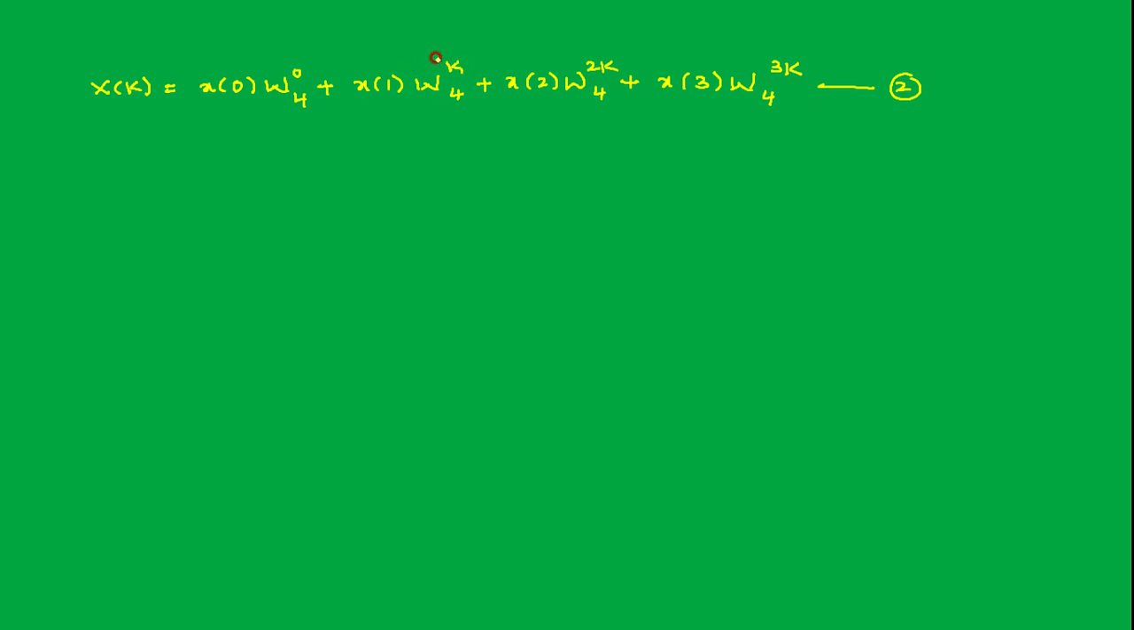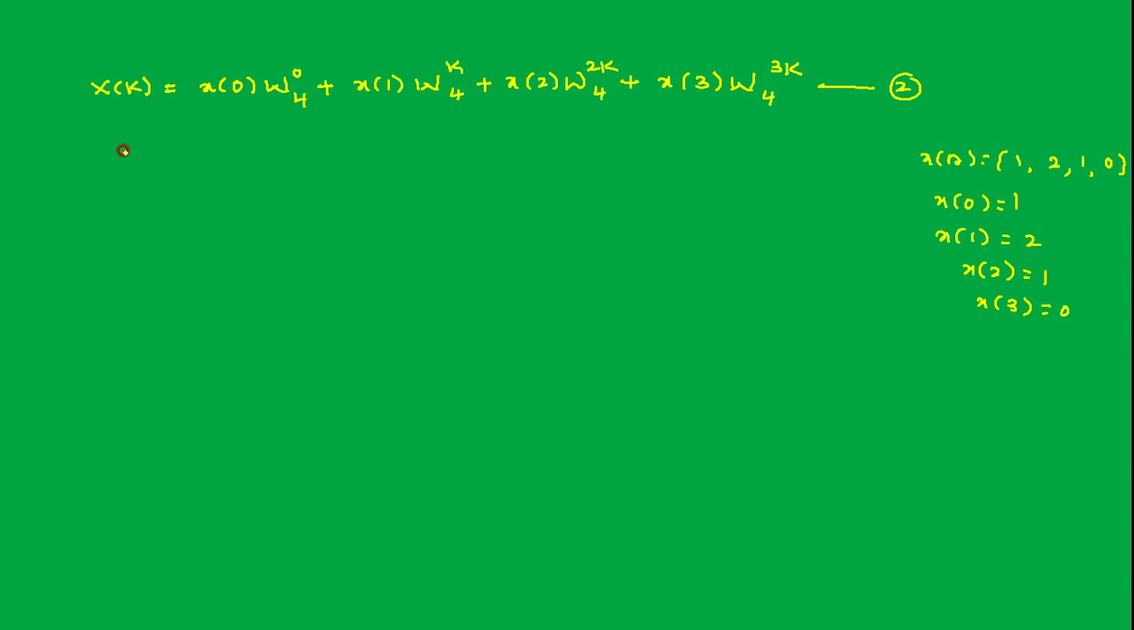So when x of n is given, which consists of 4 values 1, 2, 1, 0. So here x of 0 is equal to 1, x of 1 is equal to 2, x of 2 is equal to 1, and x of 3 is equal to what? 0, right? And for these sample values, we need to calculate the DFT values.